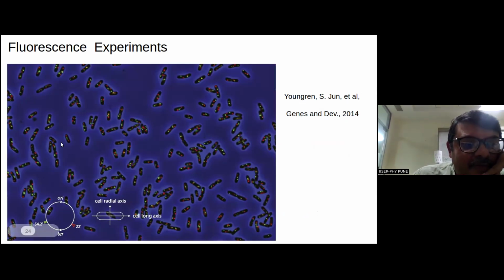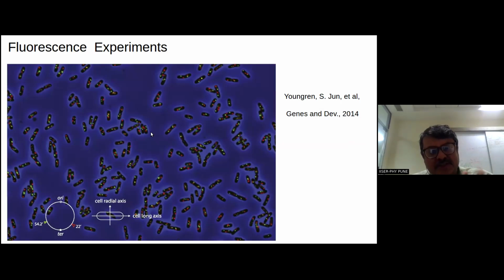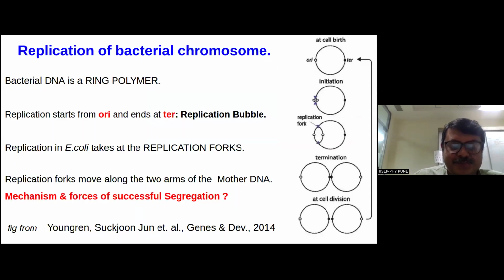So you see this one is about to divide, there's a certain order to it, here there are two and so on and so forth. This is what they do. They follow the position of these tagged points in the chromosome under the microscope and see how the position changes as a function of time along the long axis of the cylinder.